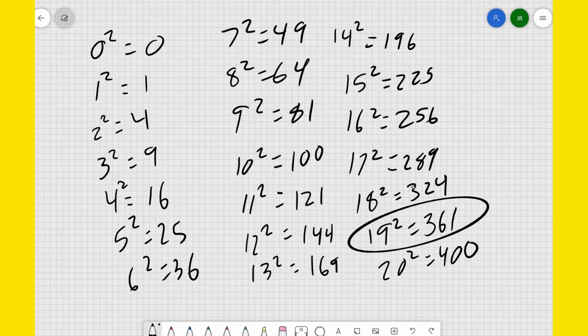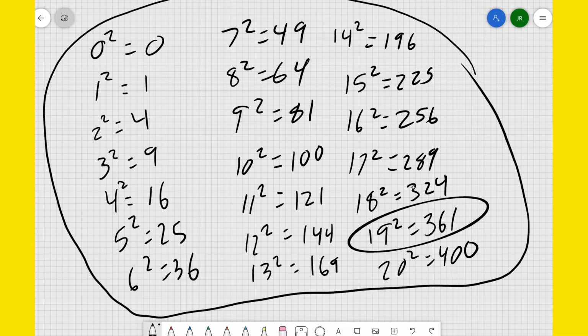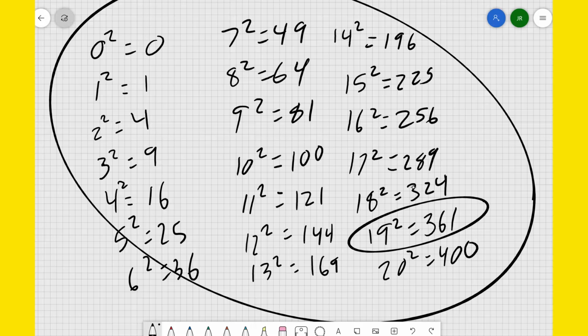That's one I can't ever seem to remember for some reason, but it would be good if you were familiar with all of these perfect squares so that you can recognize when, let's say you had the square root of 324. It would make it much easier if you know, hey, the square root of that is 18. I don't have to do any work, I just know that.